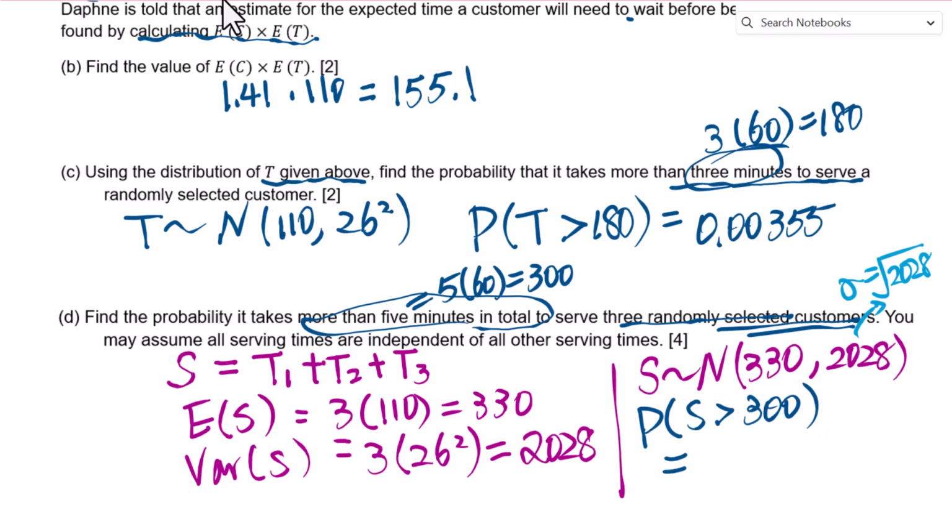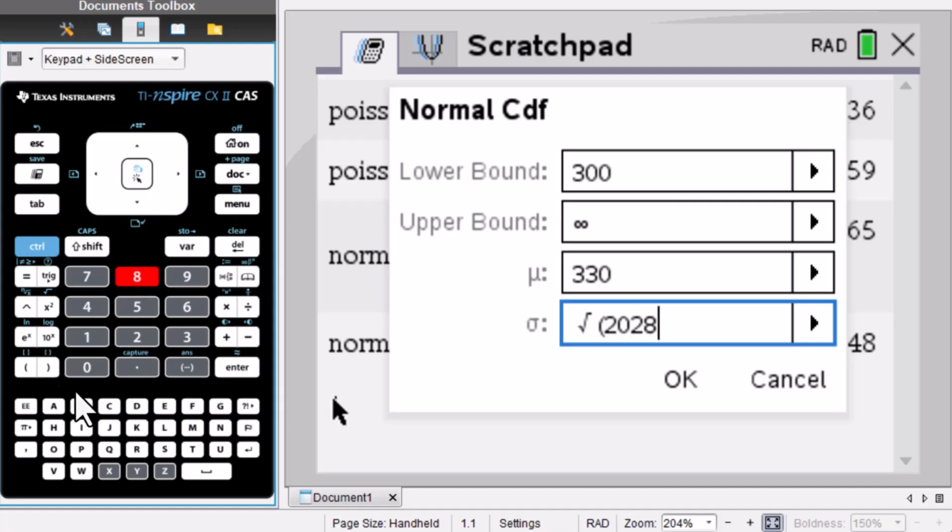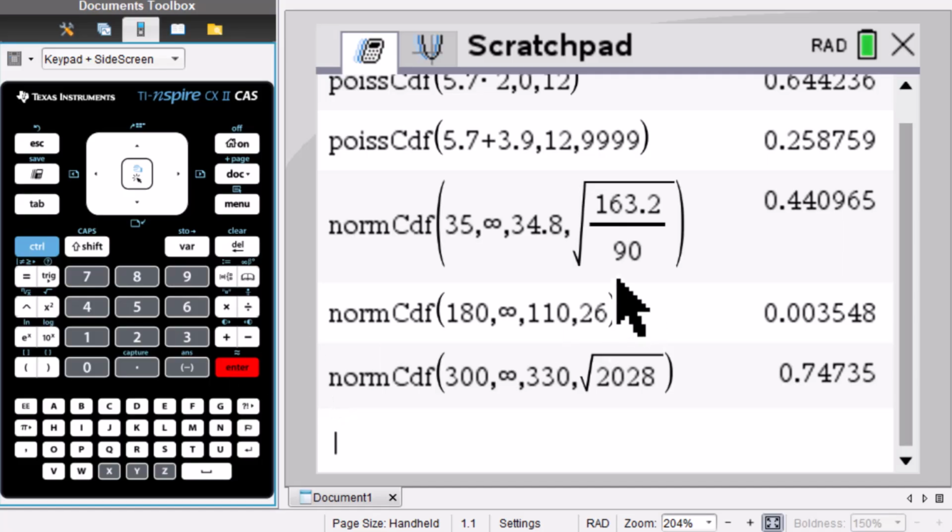Let's go to normal CDF. Lower bound is 300, upper bound is infinity. Mean is 330. Standard deviation is square root 2028. Enter. Answer is 0.747.